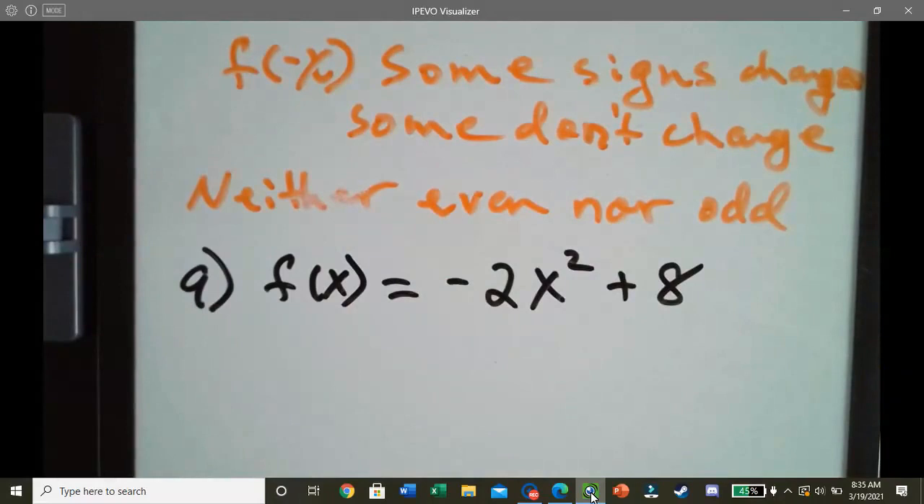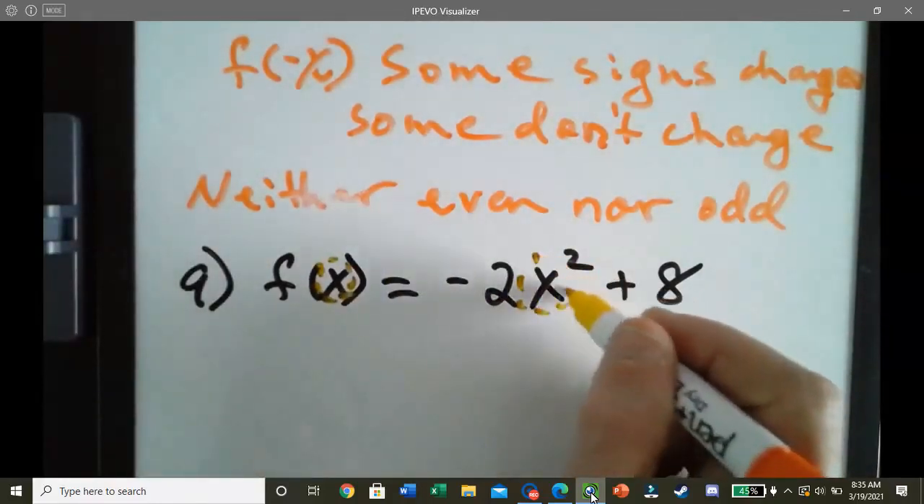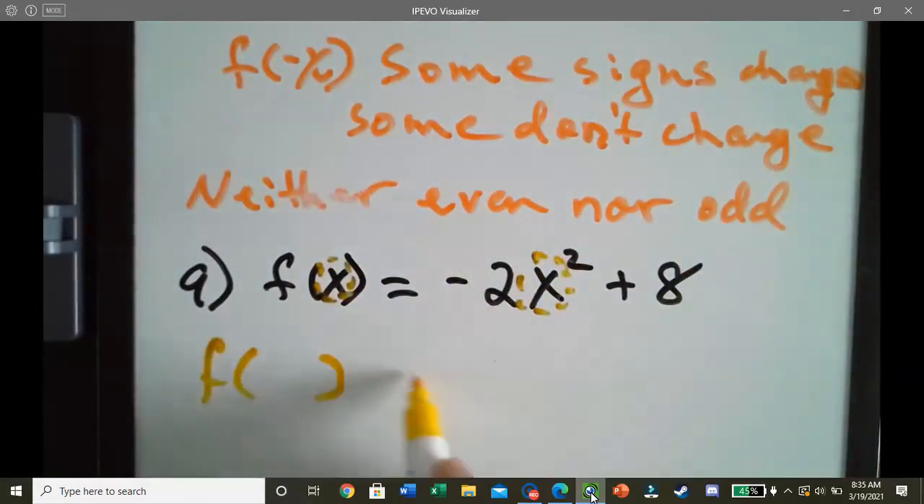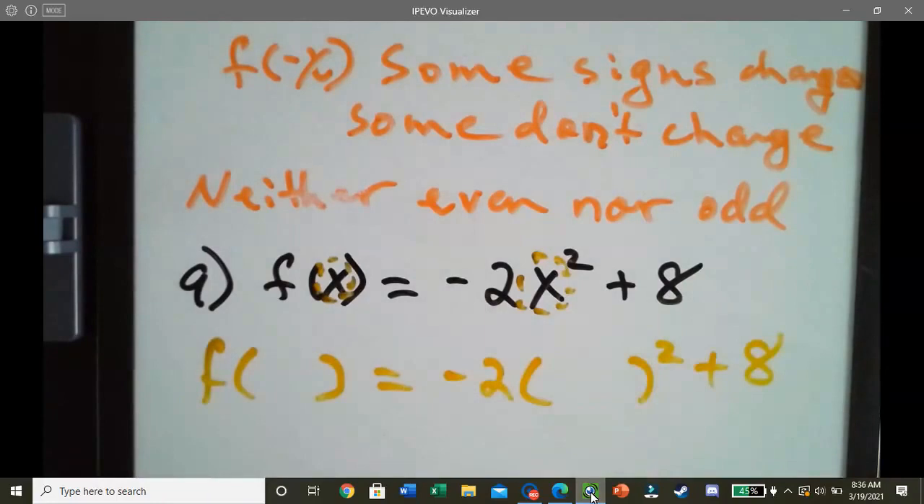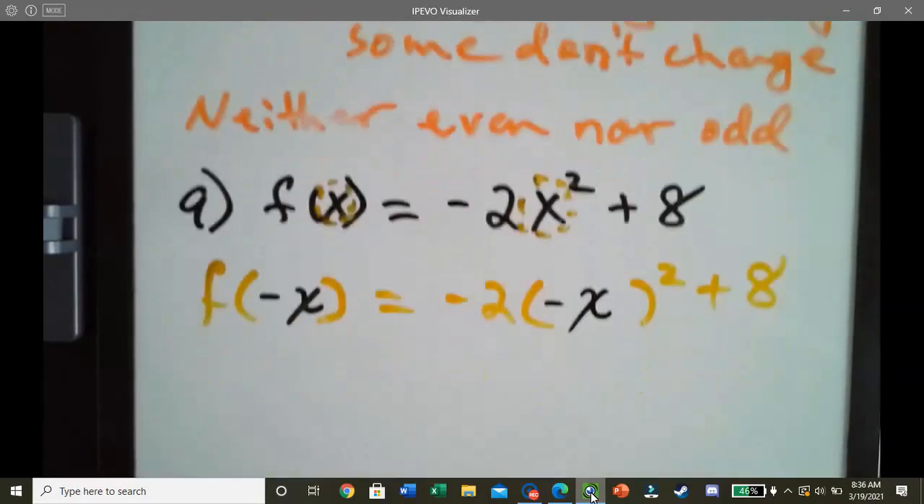Okay? And so it's like we're cutting out the x. We cut out the x, put parentheses. So this is f of parentheses equals negative 2, and in parentheses squared plus 8. So we cut out the x and we put parentheses, and then we're going to substitute in negative x inside parentheses.